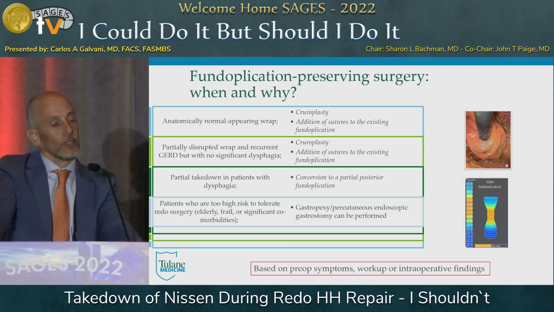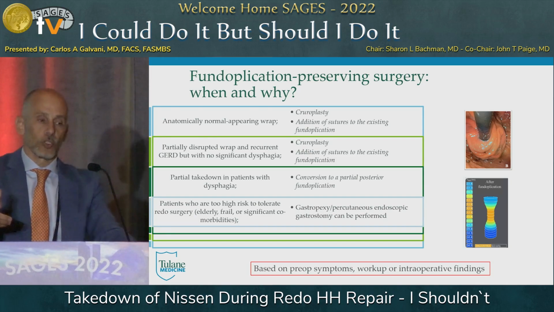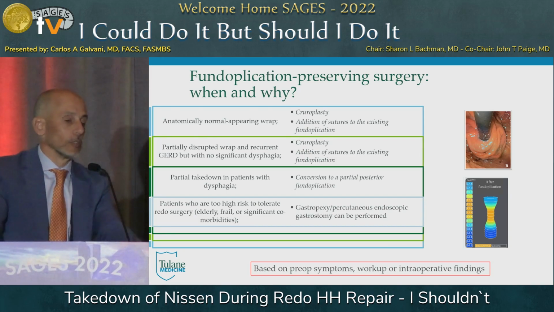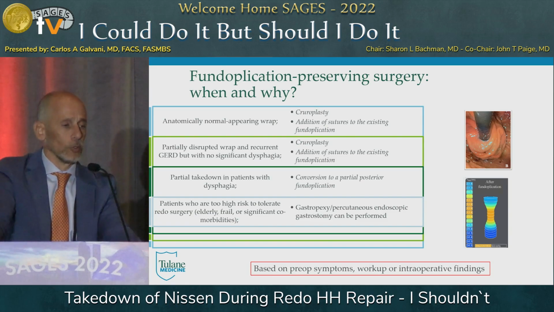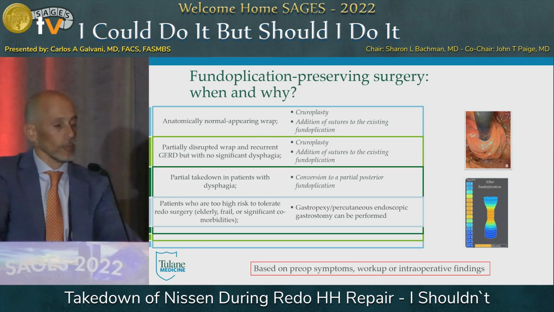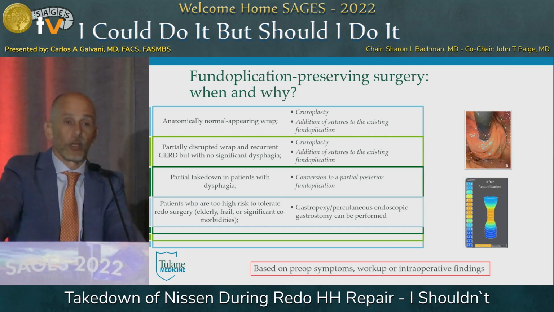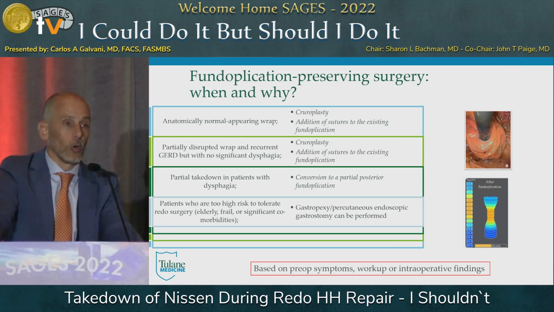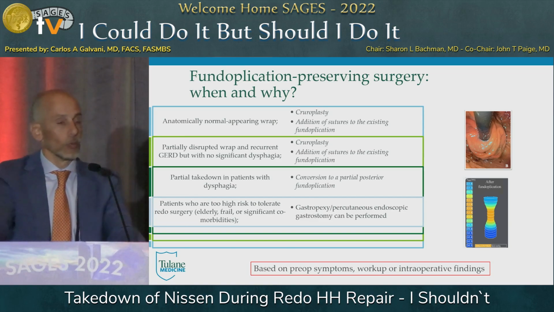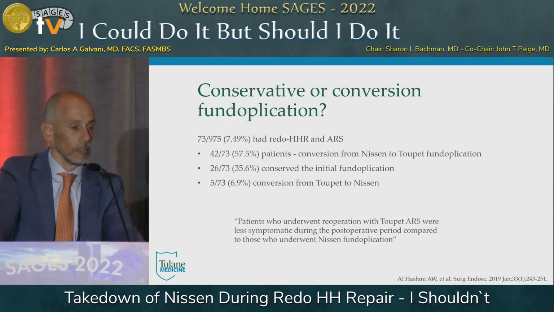So again, fundoplication-preserving surgery, when and why? If we have an anatomically normal-appearing wrap with a good endoscopy, and then we have good distensibility on the EndoFLIP, maybe we can do cruroplasty, maybe add a stitch and then get out. Partially disrupted wrap, maybe we can do the cruroplasty and a stitch. Partial takedown of the fundoplication if the patient had dysphagia. That doesn't seem to be the problem for this patient, but it could be. Or patients that are too high risk to undergo a significant takedown of the fundoplication, we can just do a gastropexy and get out.